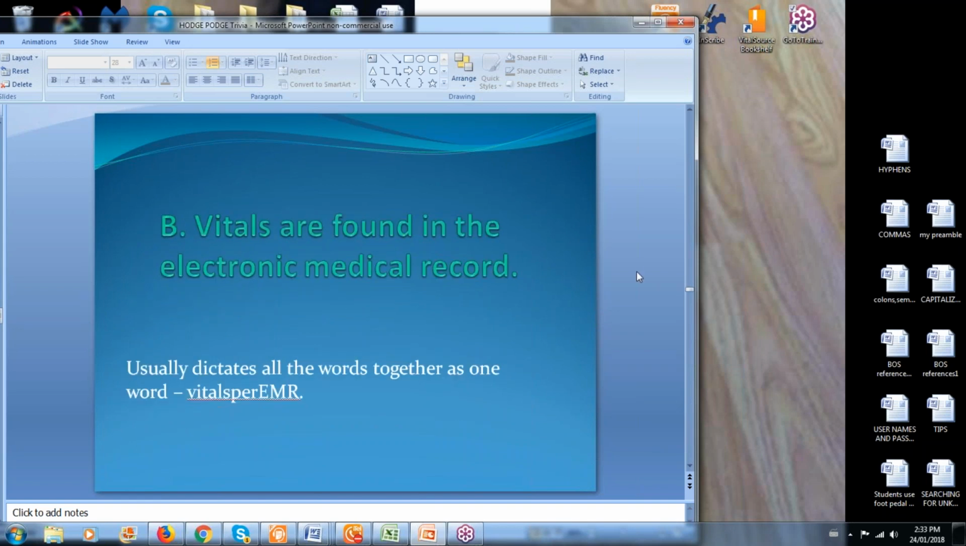Let's see, it's B, vitals are found in the electronic medical record. A lot of times you'll hear it's usually a man, and he usually dictates all the words together as "vitals per emer." The first time I heard that, I thought, per emer? What the heck is a per emer? But when you break it down, and a lot of times you have to do that, if you can't make out something they say, if you try to separate it, then sometimes you can figure it out.